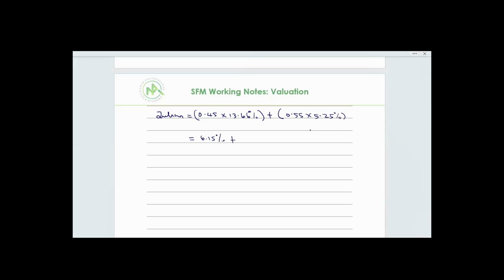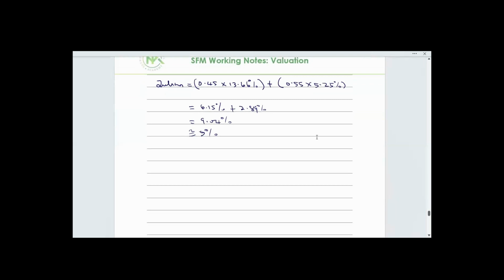plus the other side, 0.55 multiplied by 5.25 equal 2.89. When you add it up, 6.15 plus 2.89 equal 9.04%. So approximately here is 9%. So let's quickly do it once and for all. For the combined, the examiner has given us 9%. So we don't need that for now.